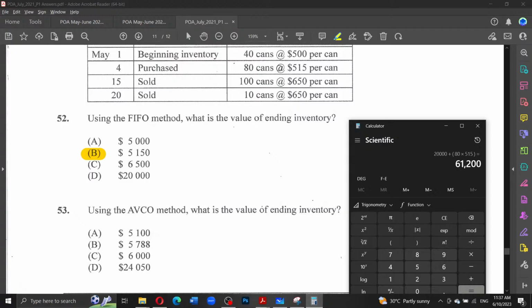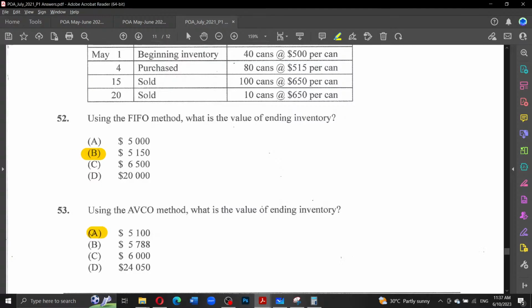Alright, so this here is the total cost of the inventory. Remember, for AVCO, every time we purchase, you have to recalculate the cost per inventory. So this here is the total cost for these inventories that are remaining. And how many inventories do we have? We have 120. So the cost for one inventory is $510. And 10 items are remaining at the end of the period. So the answer for this is going to be 5,100.